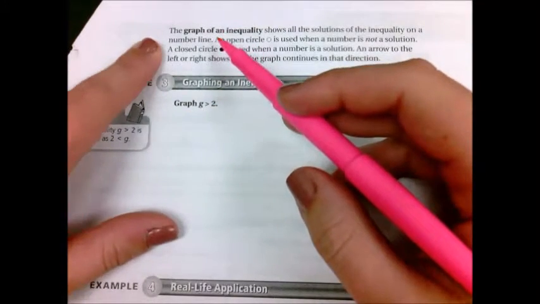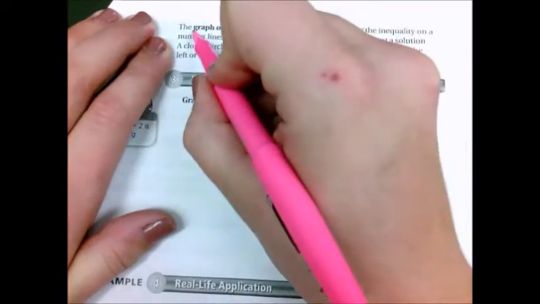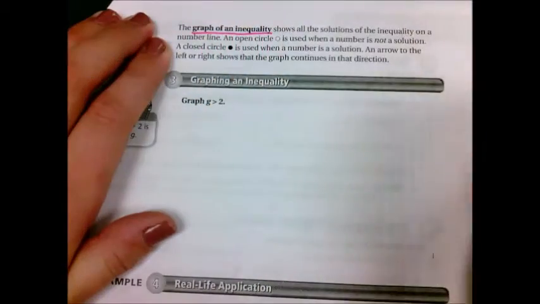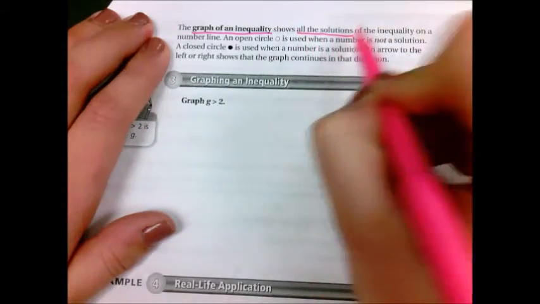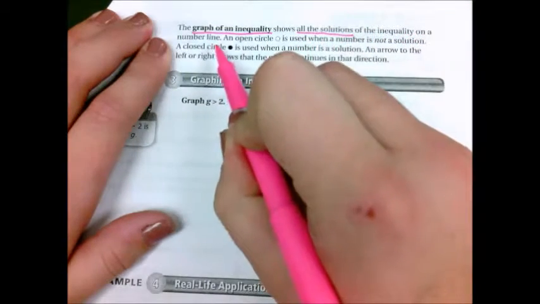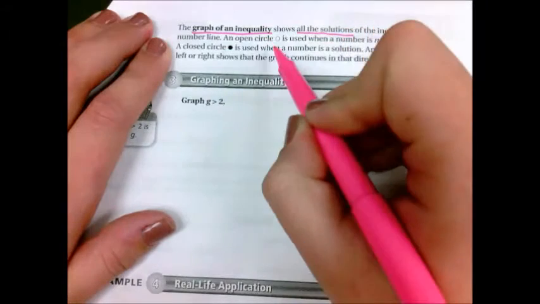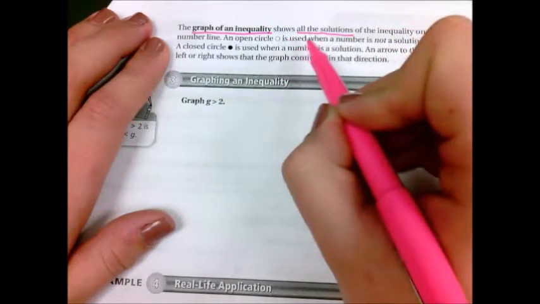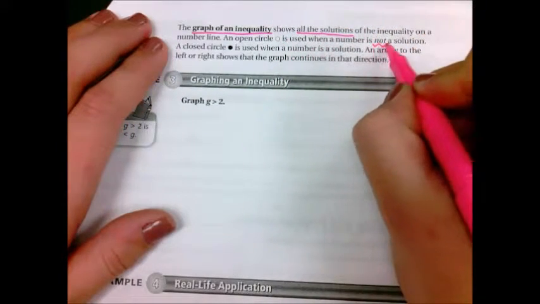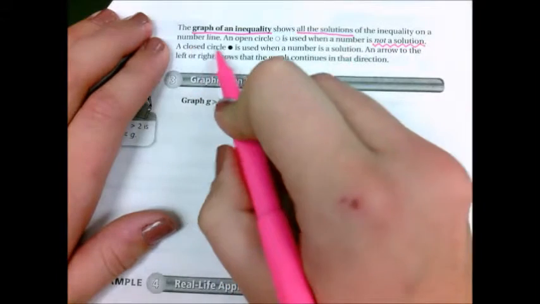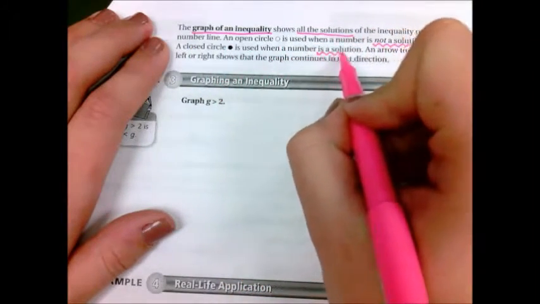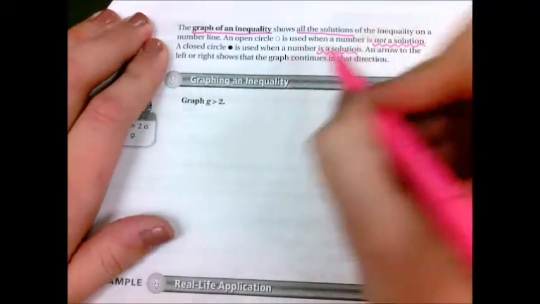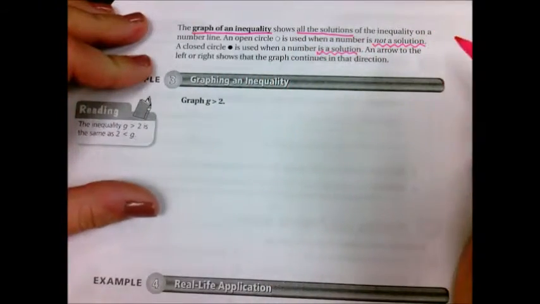So because we can't write it down, we're going to graph the inequality. The graph of an inequality shows all the solutions of the inequality on a number line. An open circle, which means a circle that's not colored in, is used when a number is not a solution. A closed circle, a colored in circle, is used when a number is a solution. An arrow to the left or right shows that the graph continues in that direction.